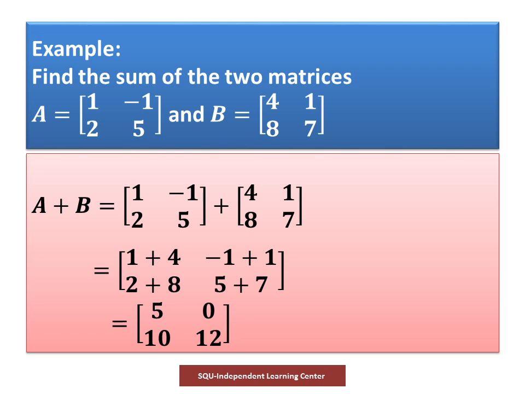Example: find the sum of the two matrices A, which is 1, minus 1, 2, 5, and B, which is 4, 1, 8, 7. So we start adding the two matrices. We add the corresponding elements in each matrix. So 1 in A corresponds to 4 in B, so 1 plus 4. Minus 1 in A corresponds to 1 in B, so this will be minus 1 plus 1. 2 in A corresponds to 8 in B. This gives us 2 plus 8.